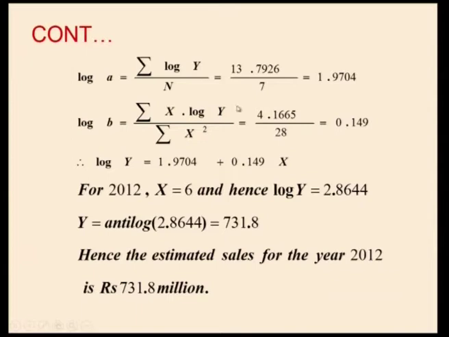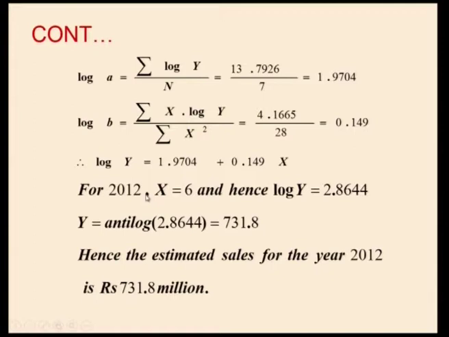Now let us substitute in the logarithmic normal equations. So log a is equal to sigma log y by capital N. So we get 13.7926 by 7, so we get 1.9704. Similarly, log b will be sigma x into log y by sigma x square. From the above table, sigma x log y is 4.1665 and sigma x square is 28. If you divide, you get 0.149. So log y is 1.9704 plus 0.149 into x. This will give you the corresponding logarithmic trend curve.